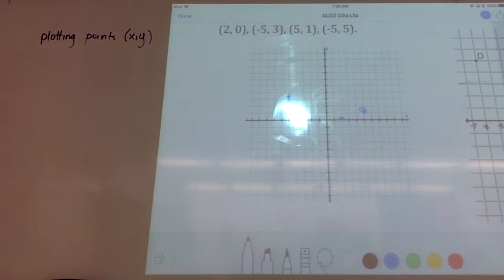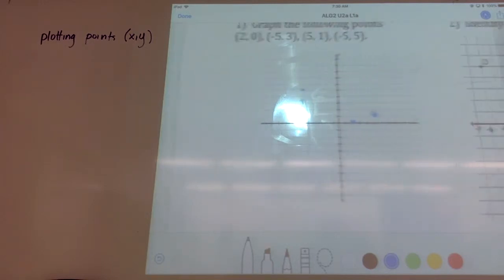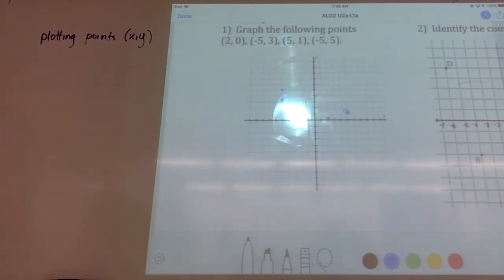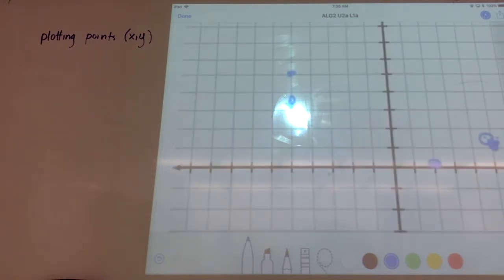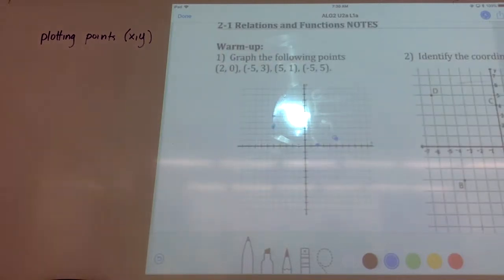All right, and then the last one is -5, 1, 2, 3, 4, 5, and then up 5. -5, 5, looks like that. Not the prettiest points because it's electronic, but not terrible either. Okay, so the first topic of things that you need to know for this next section is plotting points, right here. Boom.